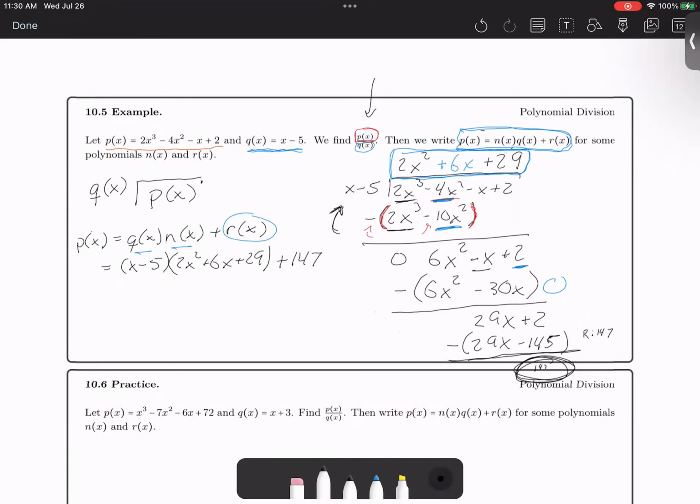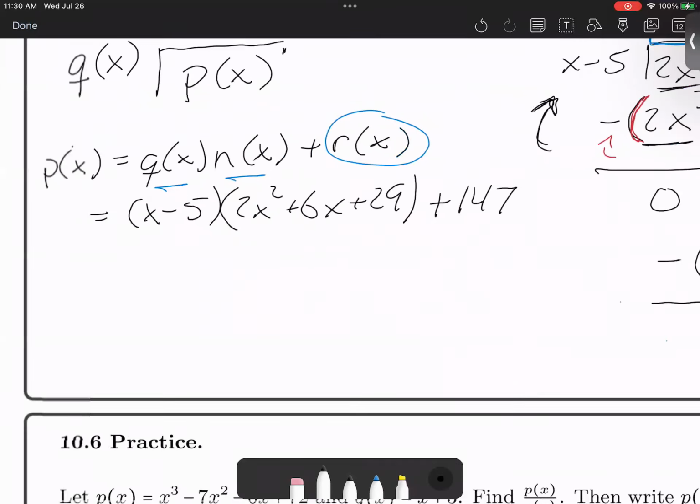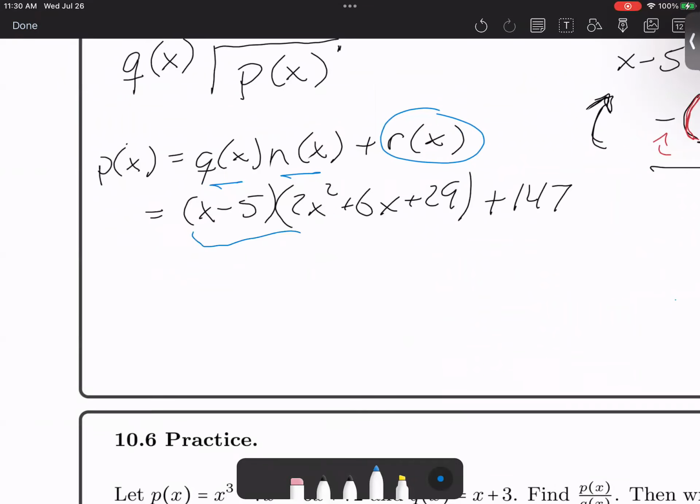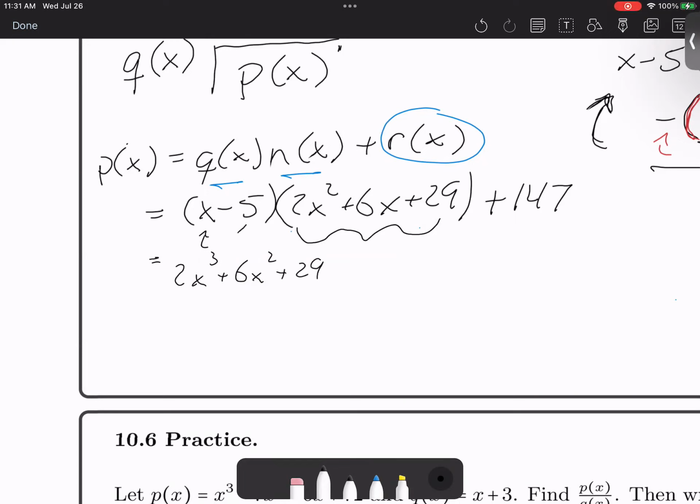Now, don't trust me here. In fact, let's actually go through this and show that this actually is a good decomposition of p of x. So when we go through this algebra, we should end up with p of x back. If I distribute that x through this parentheses, I get 2x cubed plus 6x squared plus 29. And then when we distribute the minus 5, we end up with minus 10x squared minus 30x minus 145. And then we still have that plus 147.